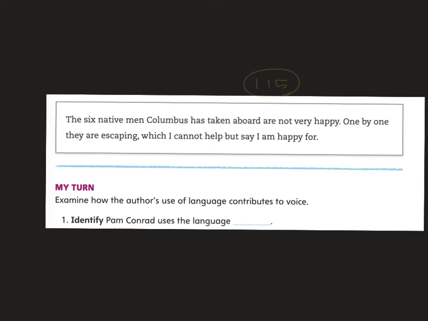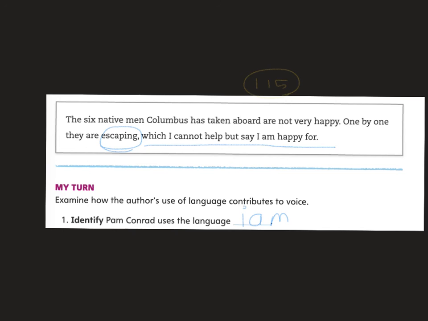It says, "The 6 native men Columbus has taken aboard are not very happy. One by one they are escaping, which I cannot help but say I am happy for." Pam Conrad uses some language here. I cannot help but say I'm happy. You might be wondering, what is the person happy about? Happy about the escaping. Examine how the author's use of language contributes to voice. Pam Conrad uses the language.